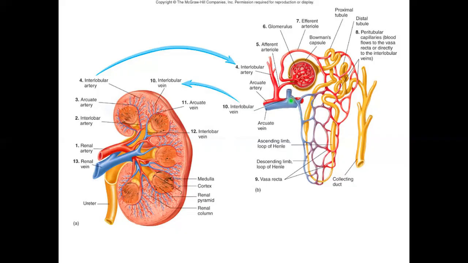And then it comes back to the arcuate vein and ultimately to the renal vein, and then dumps into the vena cava. So the goal of filtration, or the goal of this nephron, is to filter out wastes and reabsorb nutrients. Okay.